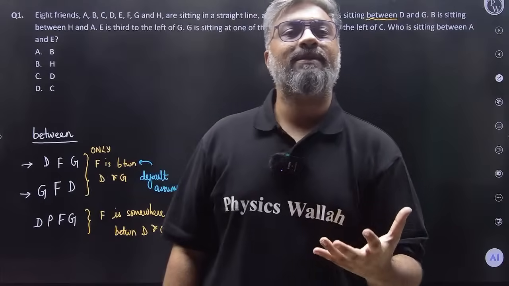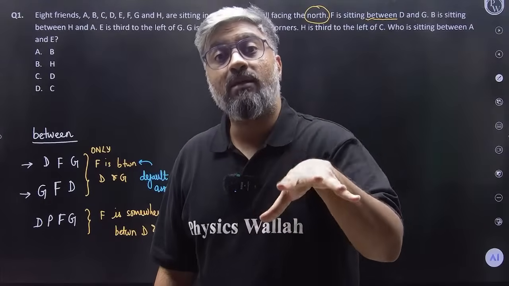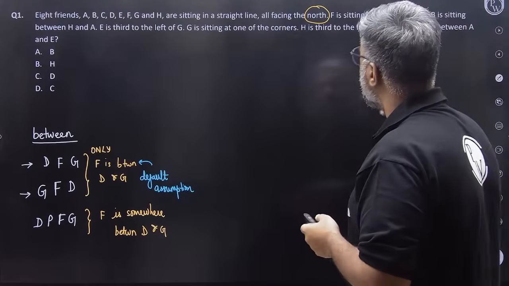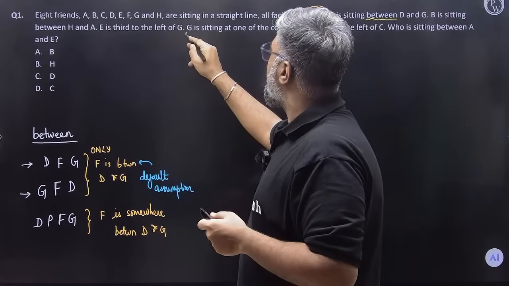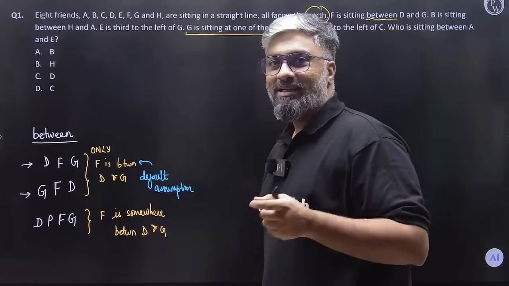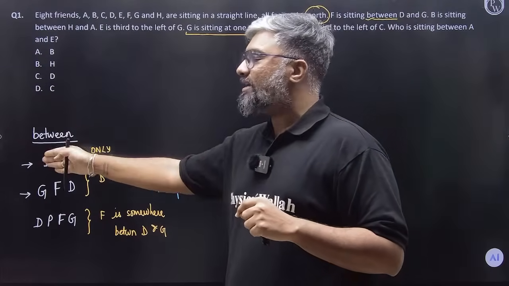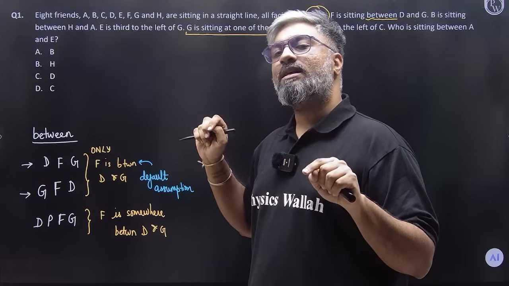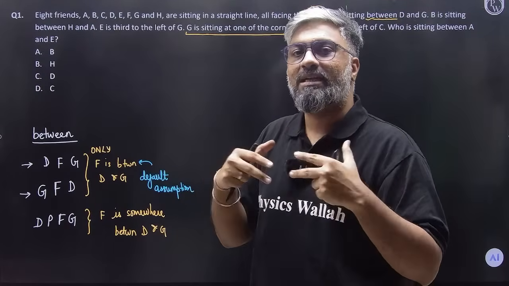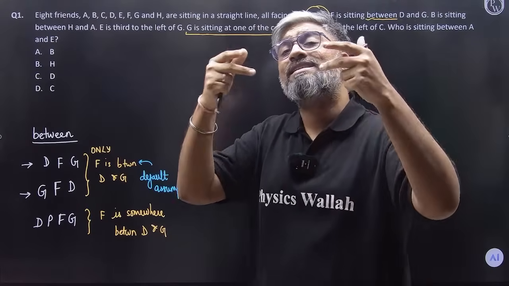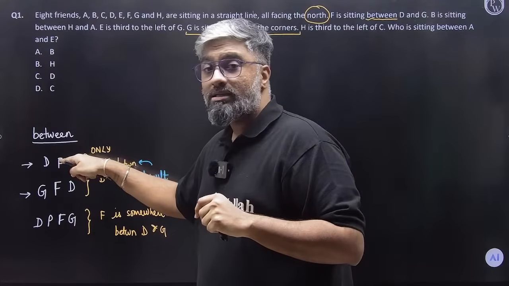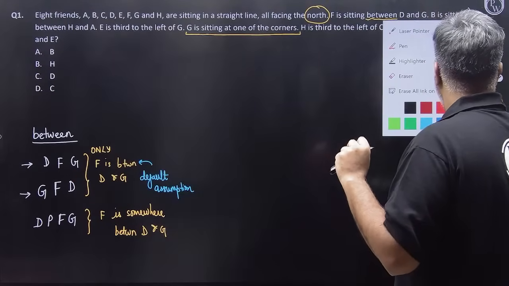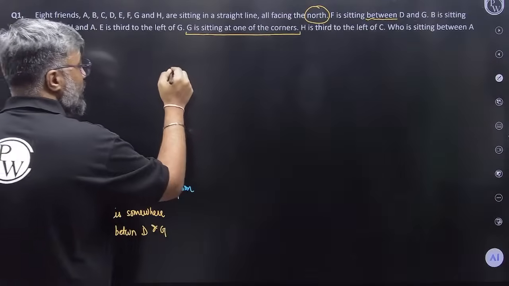So always start with a condition that gives you a definite position for a person. For example, when I start with this condition that G is sitting at one of the corners, isn't this a better condition than saying that F is between D and G? Yes. So always start with a condition that gives you a definite position, that gives you clarity, or at least a smaller number of cases. With this itself it is two cases, and then imagine if I were to, so this is called a floating arrangement, okay?